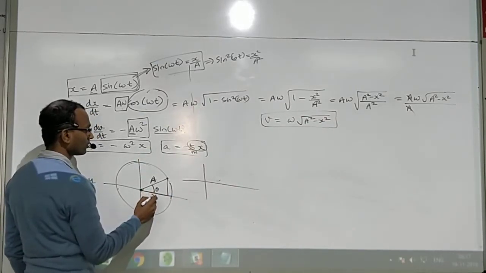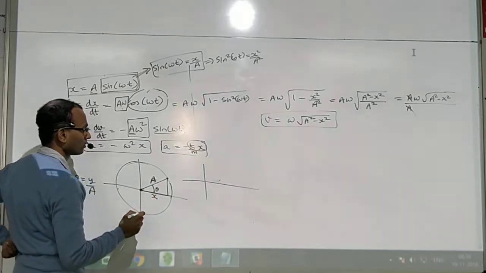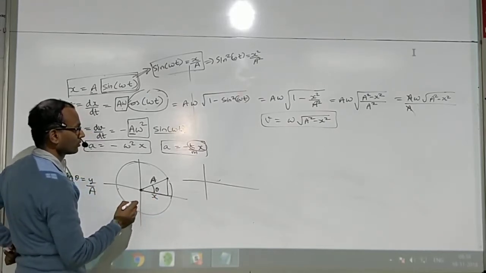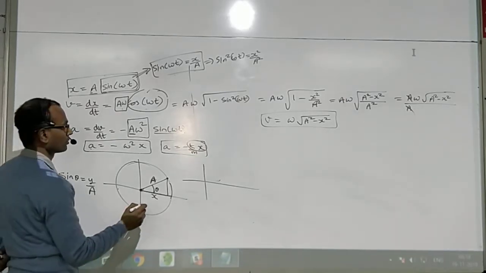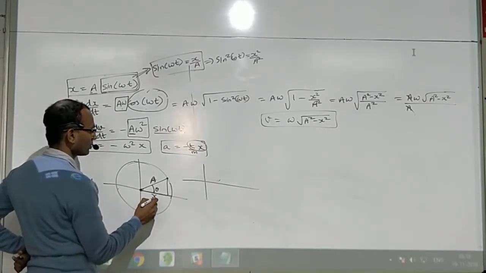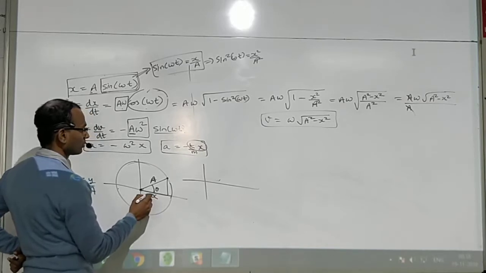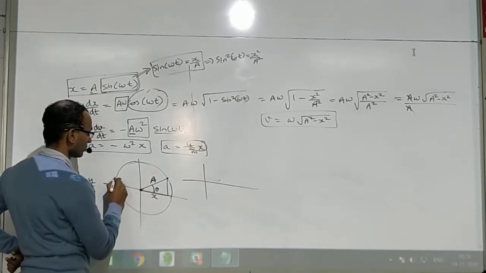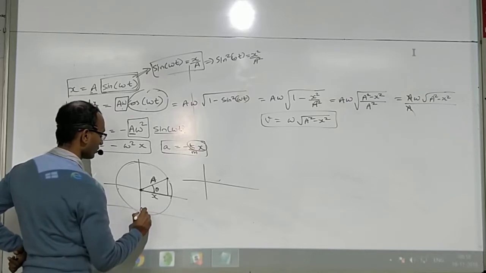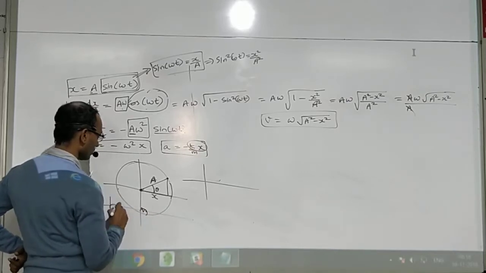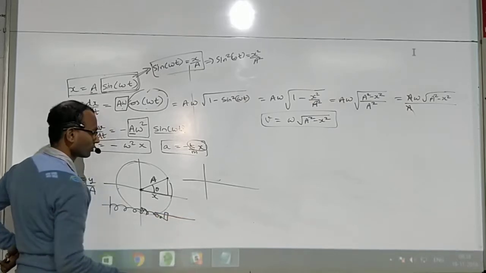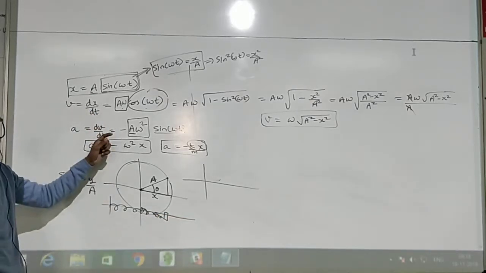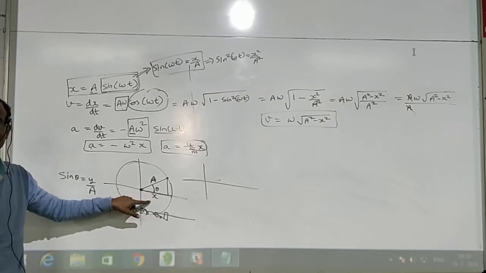You're considering the analogy of the uniform circular motion. Here you're considering the displacement of the object in the x direction. So sine omega t is x by a directly. From the equation only, you find it directly: x is equal to a sine omega t, so sine omega t is x by a. Whatever is supposed to be y, I have called it x here.